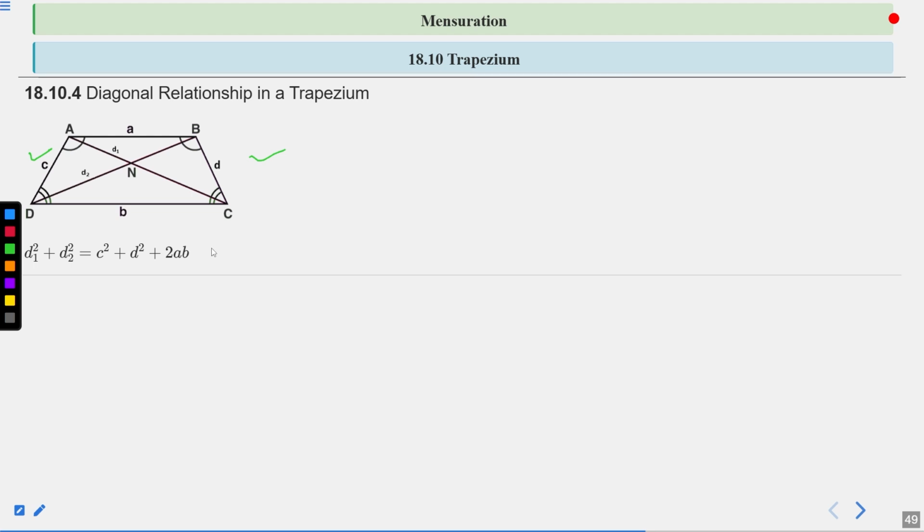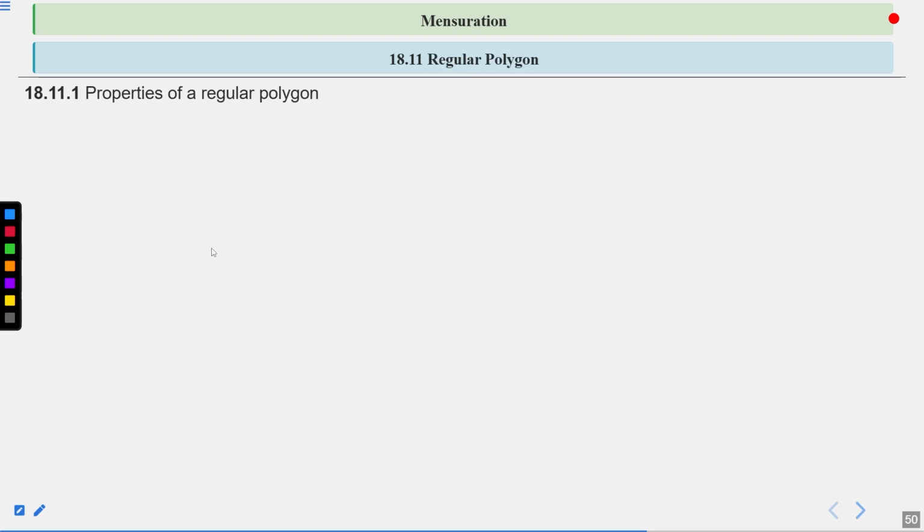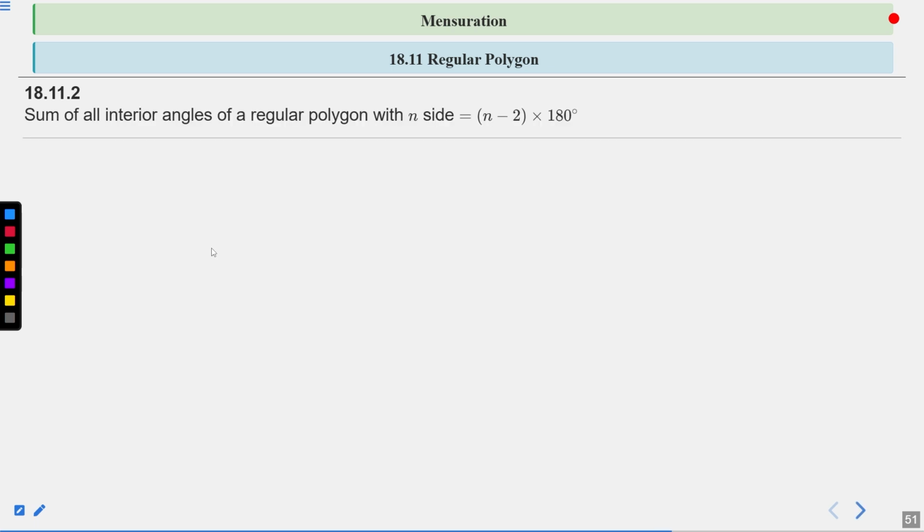Next one, property of regular polygon. Each side is equal, and each interior and exterior angle is equal. Next one, 18.11.2 in regular polygon. The sum of all interior angles of a regular polygon with n sides is n minus 2 into 180.